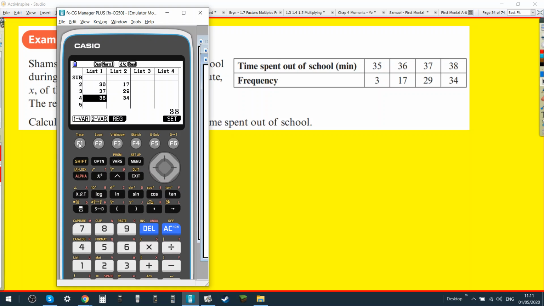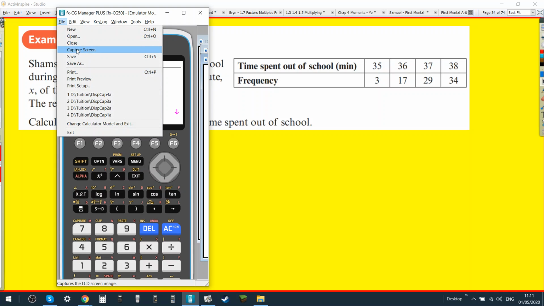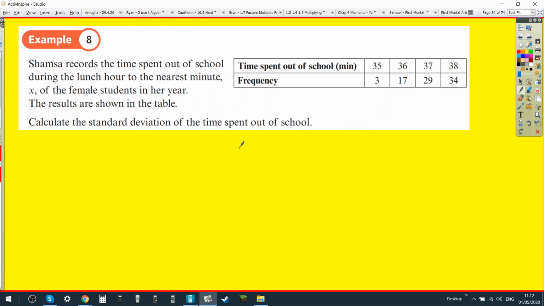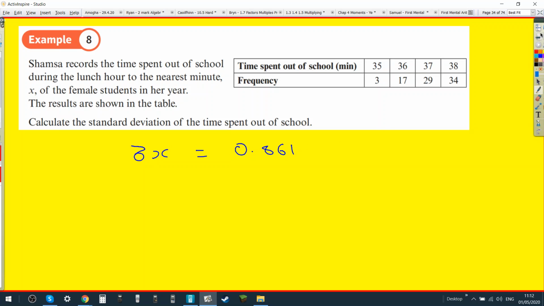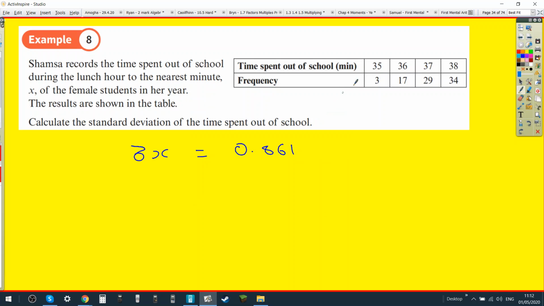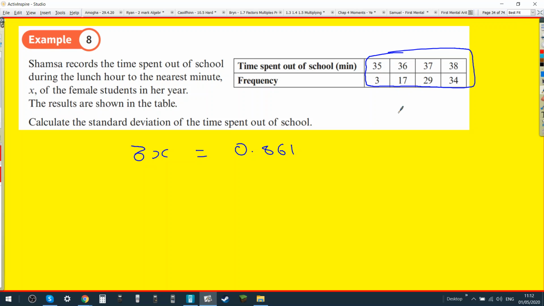So, what is the standard deviation? Mine's 0.861. So delta x equals 0.861. And there it is, 0.861. So they did the same as the previous question, except it was everything times the frequency. So the way you would find the mean in GCSE, like 3 times 35 plus 17 times 36 plus 29 times 37, they did all that. So they did the mean doing it that way.